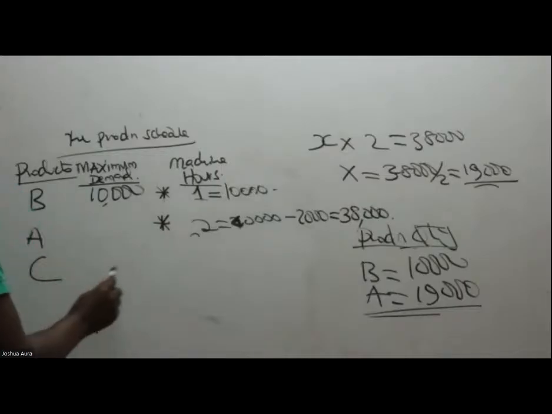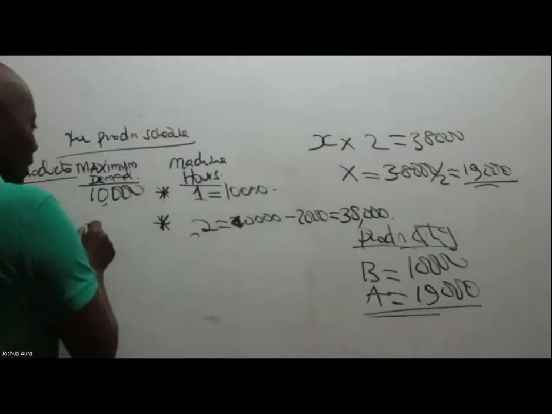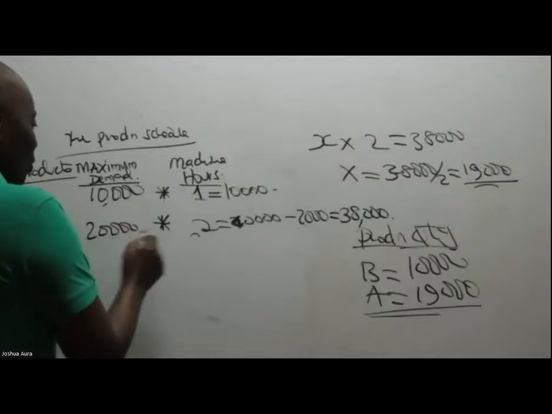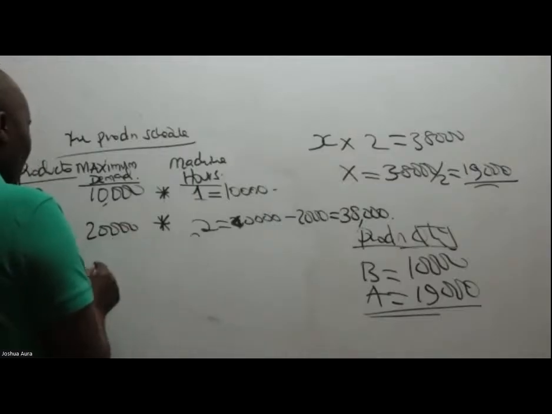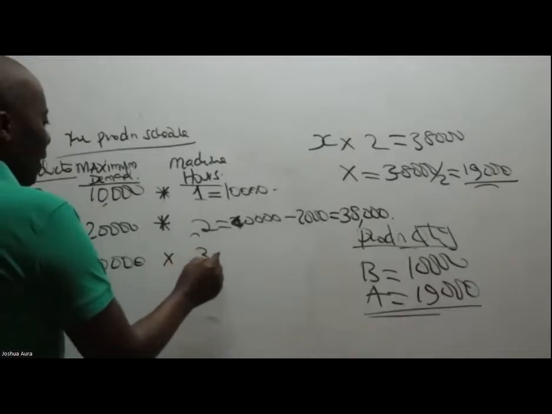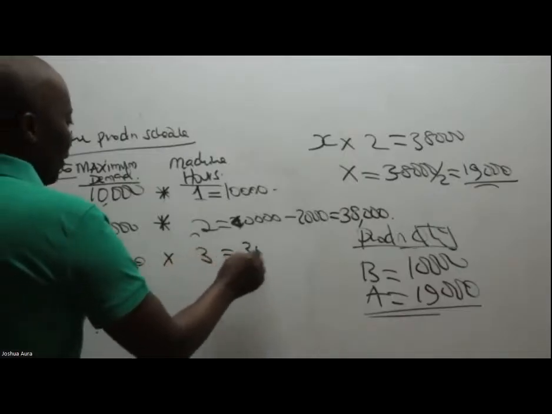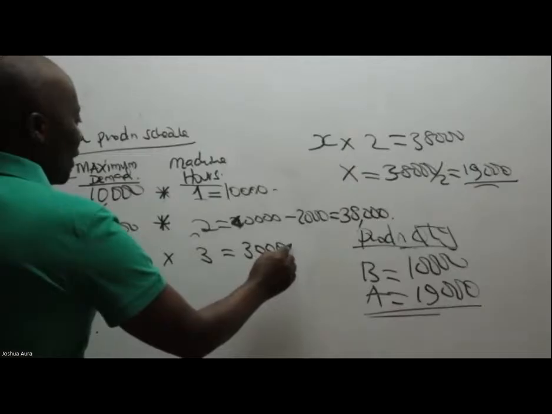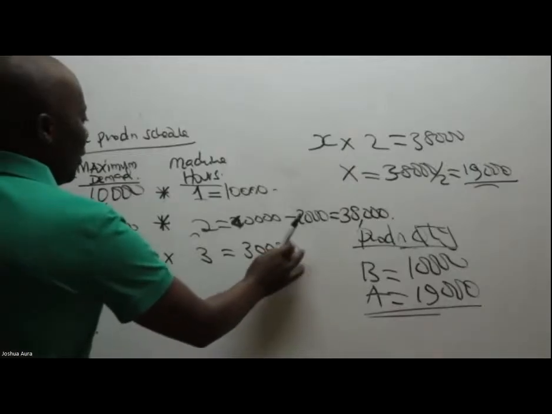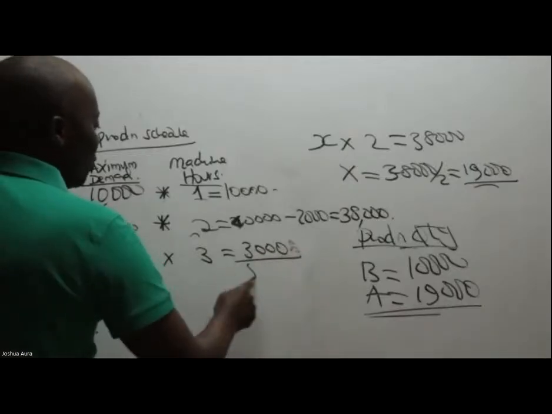BAC, assuming C in this case here, so this is 20,000 times 2, giving us 40,000. Assuming this is 1,000 times 3, giving us 3,000, such that at the end of the day, you need 53,000.